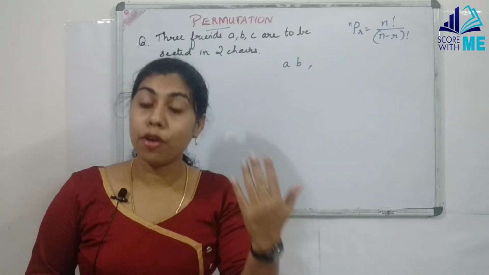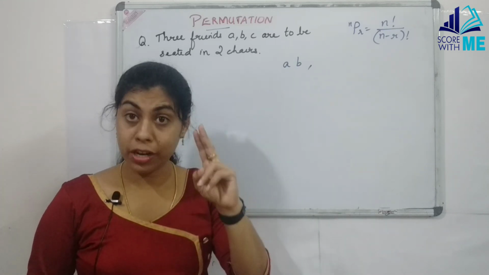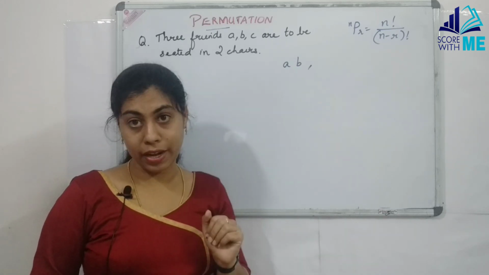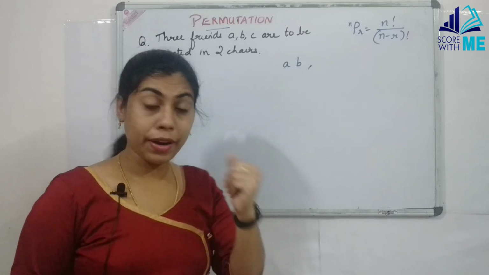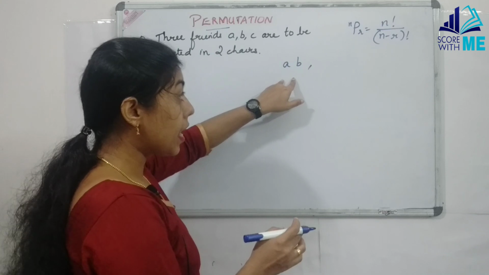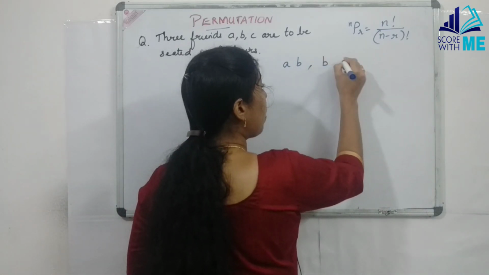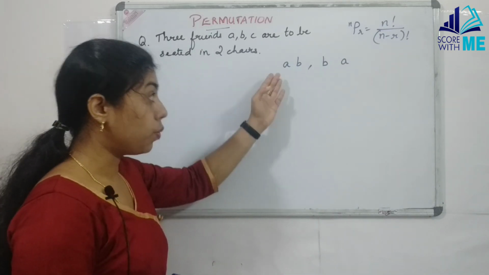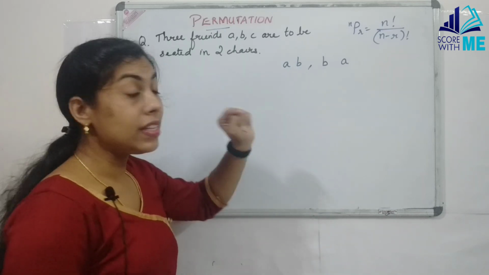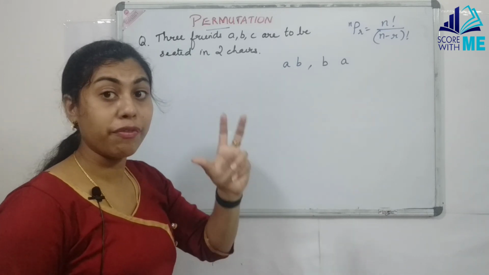For understanding the concept of permutation, we have taken an example here. We need to find the number of ways in which 3 friends A, B and C can be seated in 2 chairs. So there are only 2 chairs, 3 friends. We just need to know the number of ways in which they need to be arranged. So it is the process of arrangement. If we are taking first A and B, A can be seated in the first chair, B in the second chair. Also, the same A and B can be seated in this way also. Here B is sitting in the first chair, A is sitting in the second chair. Since they are arrangements, these two give us 2 different ways.